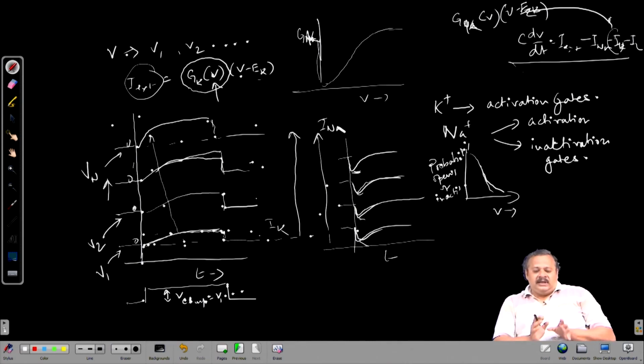So, with these ideas, we will start off in our next continuation lecture of the Hodgkin-Huxley equations and see how there will be a set of differential equations that will come about by incorporating all these ideas and show action potential behavior.